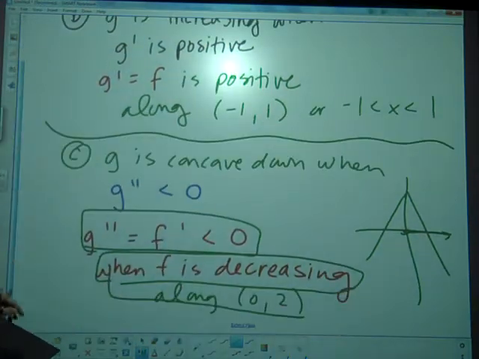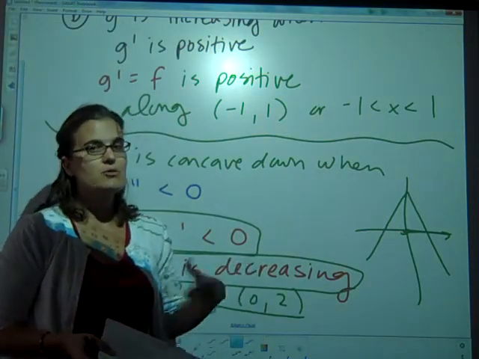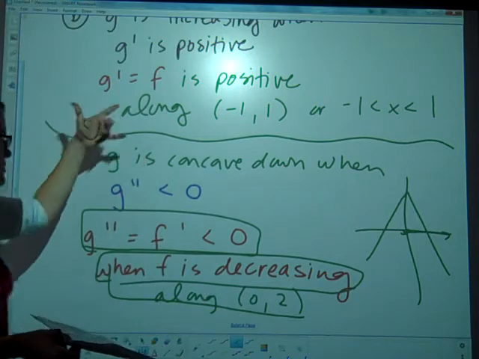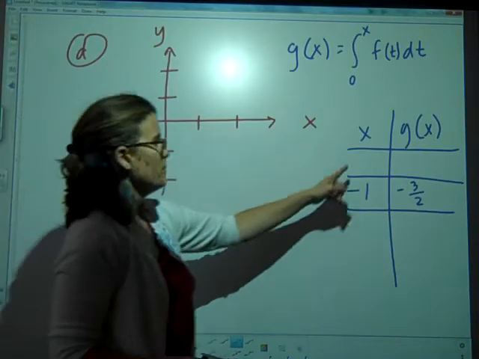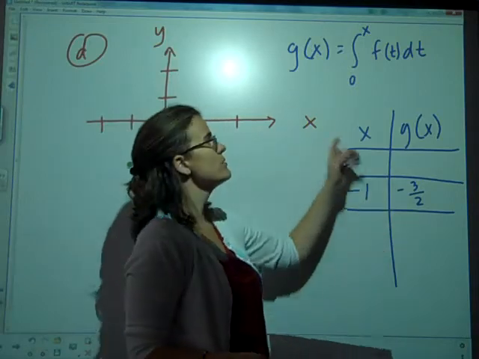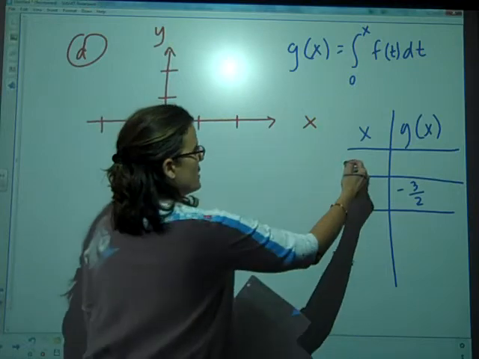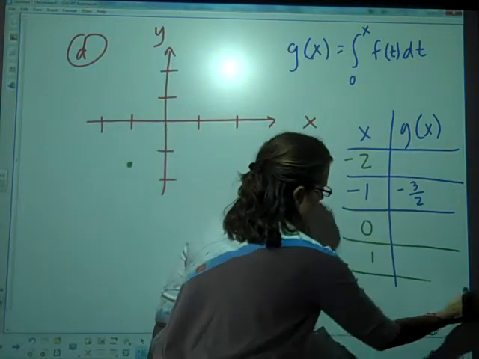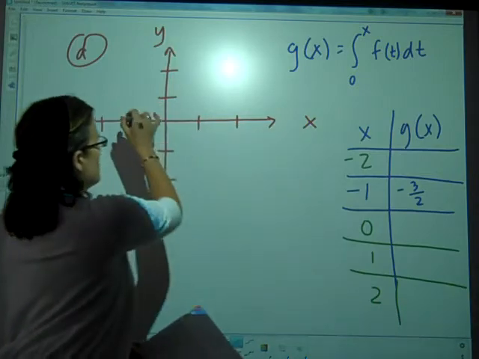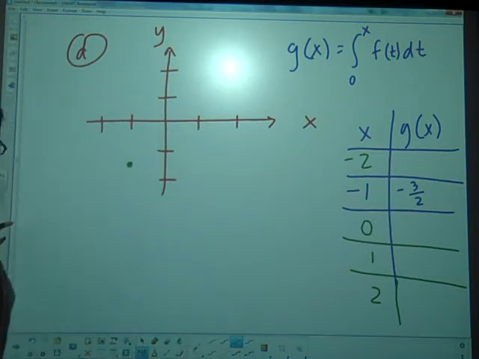Okay, and then part C, we found out when g was concave down. So then we can maybe assume on the other intervals that that's when g was concave up. So we'll use those two pieces of information, plus the points that we can find when we plug in the other integer values into our g of x. So I'm going to go ahead and make a table here. I'm going to plug in -2, I already know -1, 0, 1, and 2, just to give me some dots to put along my graph so I can accurately sketch. Okay.